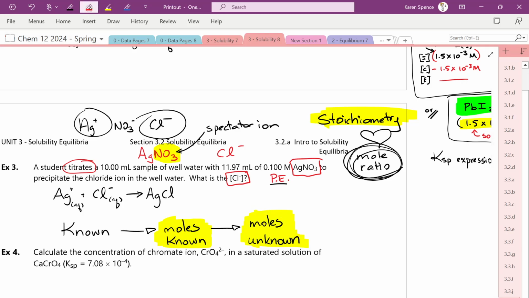So this part here will be the same in every stoichiometry problem you ever do. You'll go from moles to moles. And then, unless they've asked you for moles, in which case you're done, you'll convert to whatever they want you to find about the unknown.